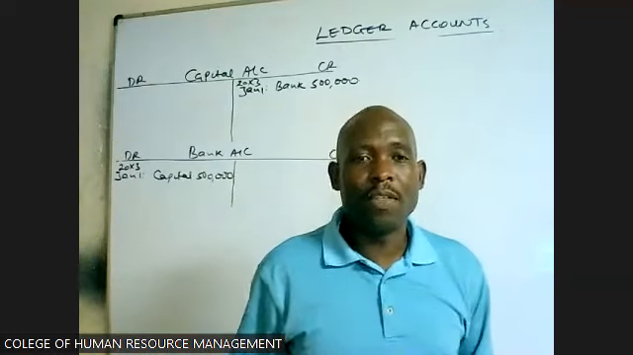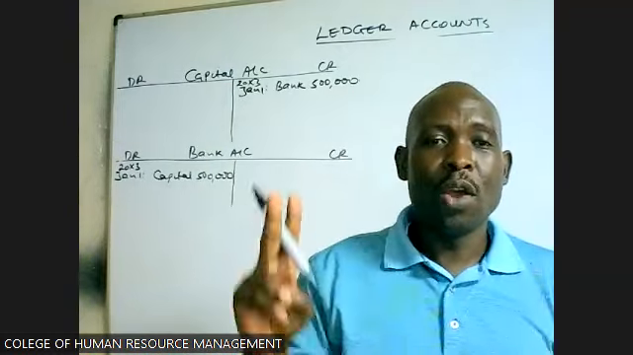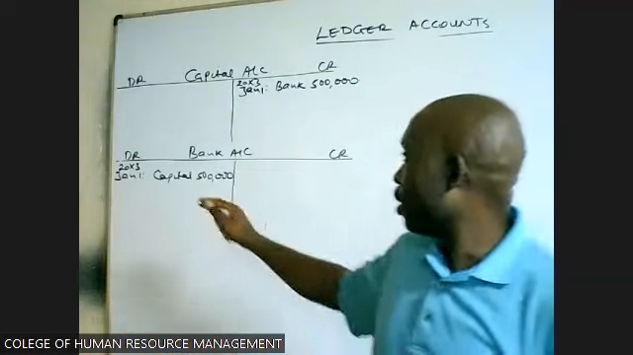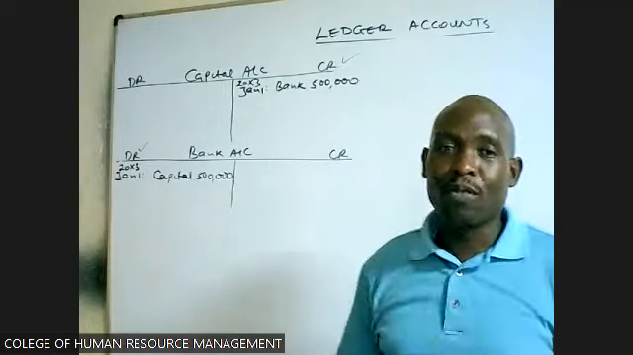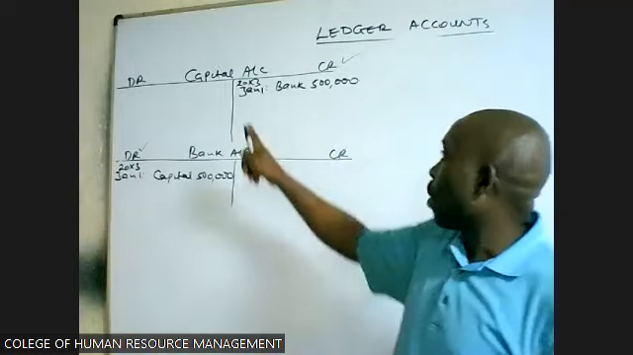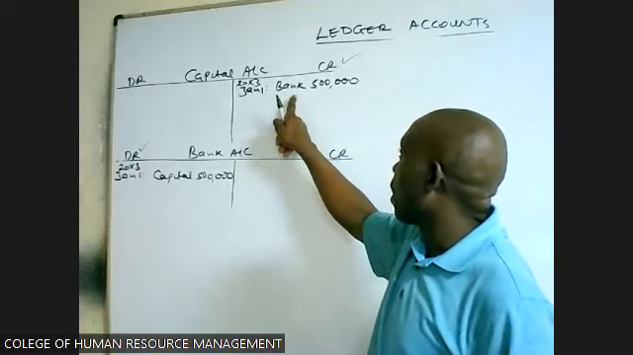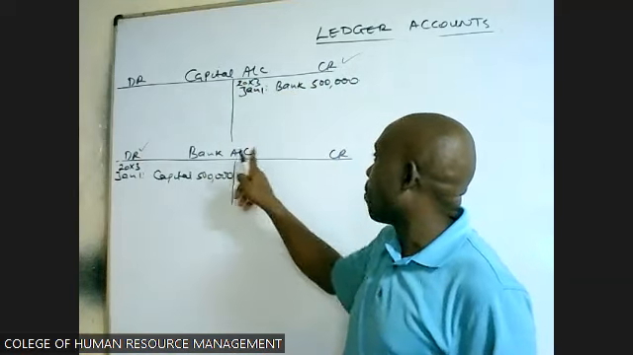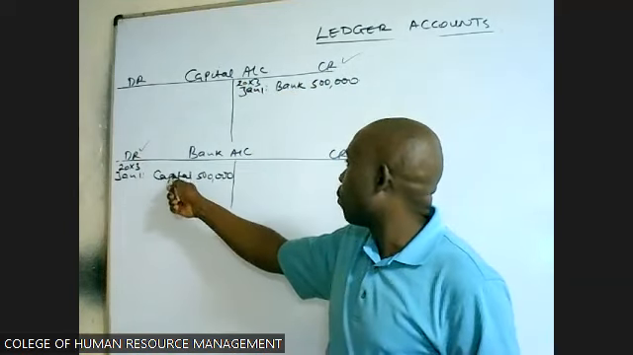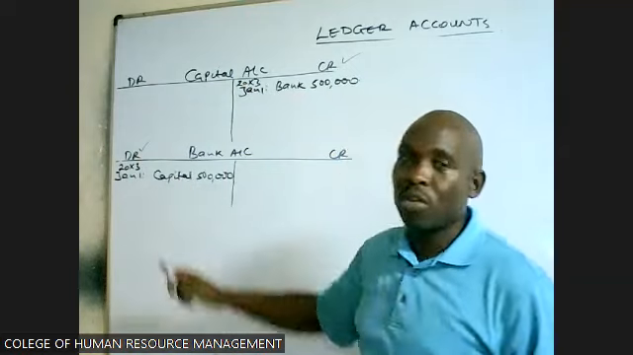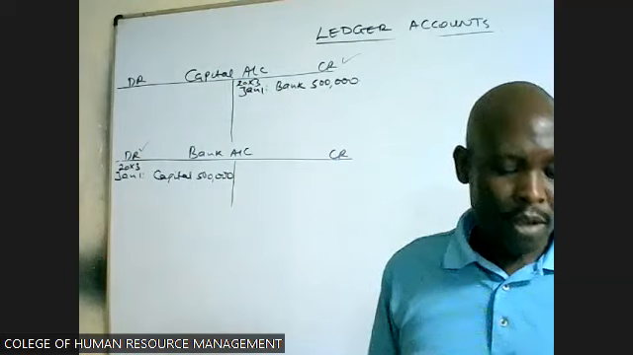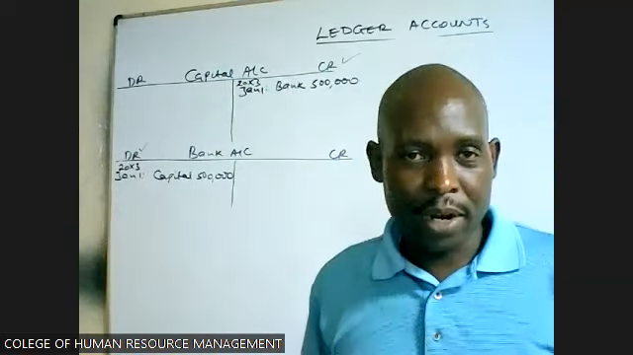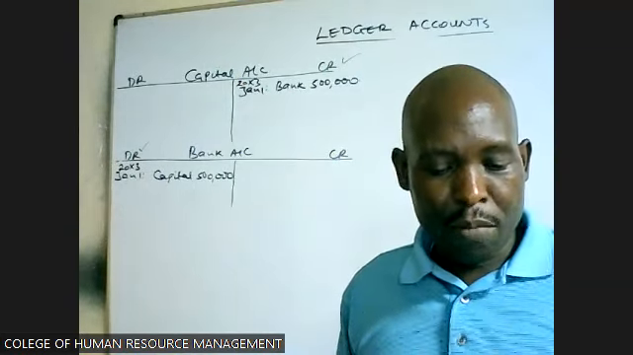We have recorded this transaction in two ledger accounts. One has been debited, the other one has been credited. The key thing you note, when you are in capital, you write the name of the other account, which is bank. When you are in the bank account, you debit, but here you use the name of the other account, which is capital. That transaction has been recorded very well, by observing the double entry.